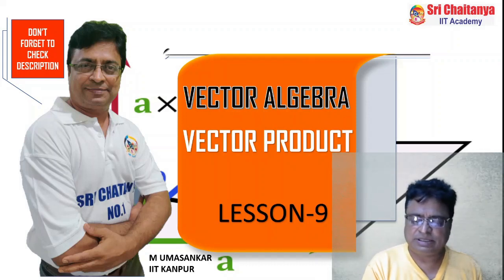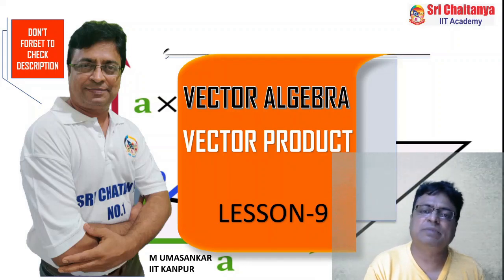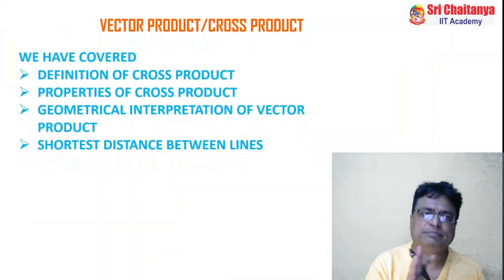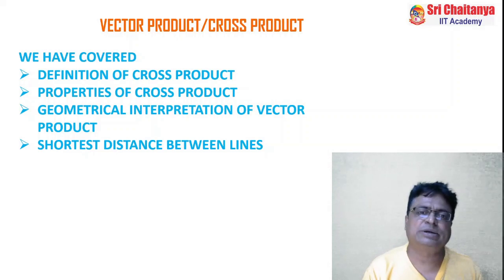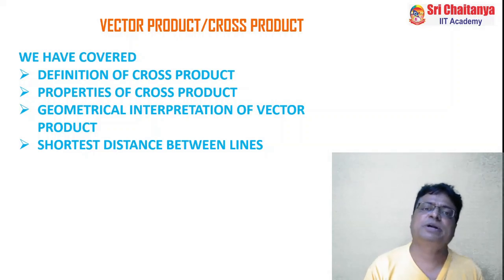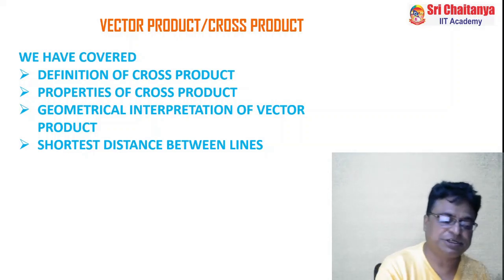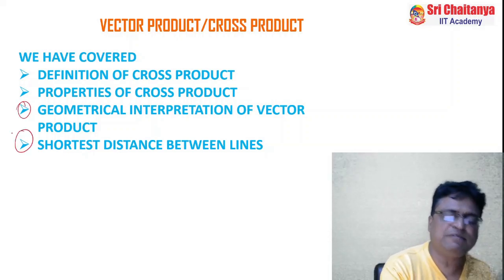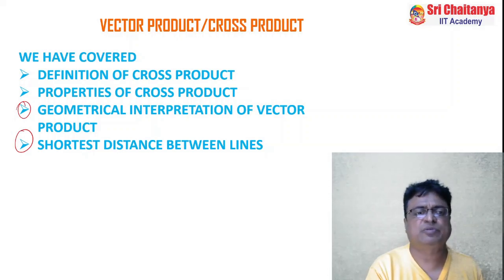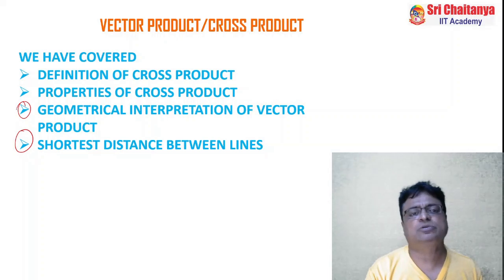In lessons number 7 and 8, we have successfully completed the dot product, problems based on the dot product, and applications of the dot product. Today, through this lesson, we are completely concentrating on the definition of the cross product, properties of the cross product, geometrical interpretation of the cross product or vector product, and shortest distance. These two are very, very important for competitive examinations, because several times problems were repeated exclusively on these two areas.